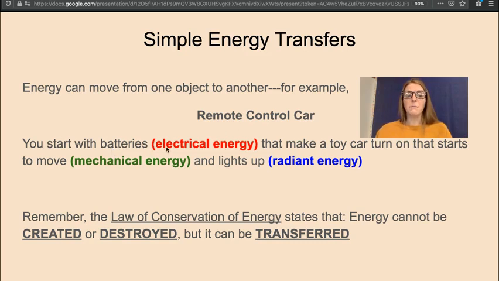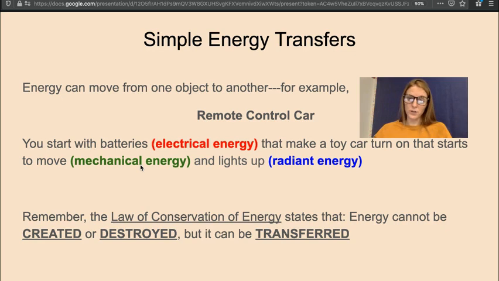Once I have the car turned on and it starts to move, then it's going to be mechanical energy. So let's say I have the remote control and I'm driving it and it's moving around, and then I can make it start lighting up or honking a horn or making sounds. Then it would have radiant energy. So that's a 3-step energy transfer because it went from electrical energy with the batteries to moving around, driving it around, which is mechanical, and then lighting up or making noise is radiant energy. So it just went from one form to another.